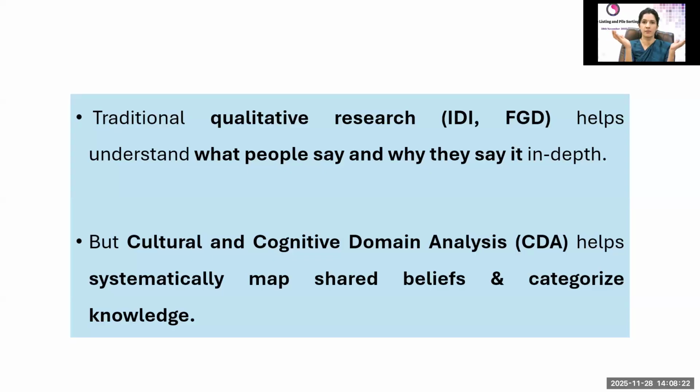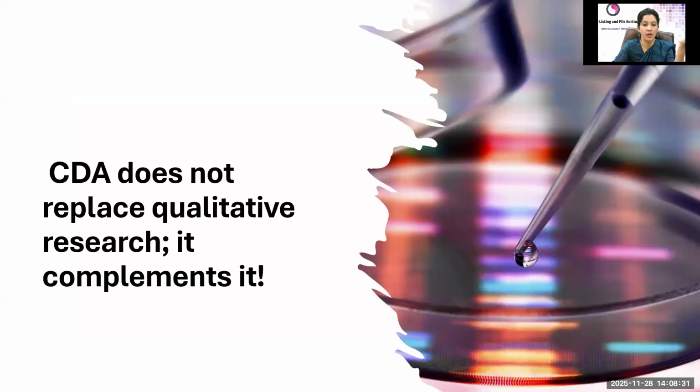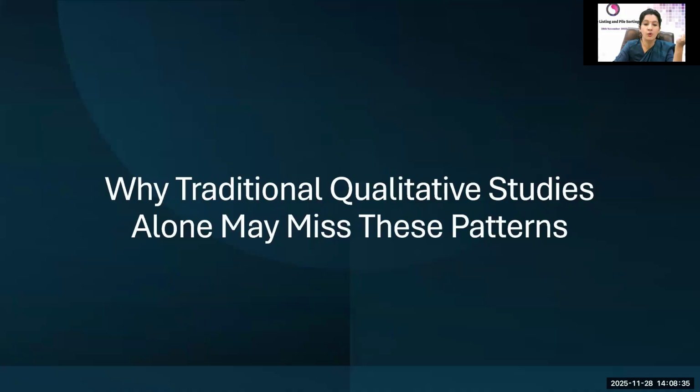So in this, in less time, you can have a wide view of the people. This helps to map the shared belief and categorize the knowledge. It does not replace the qualitative research, rather it complements it. So how does it complement it?